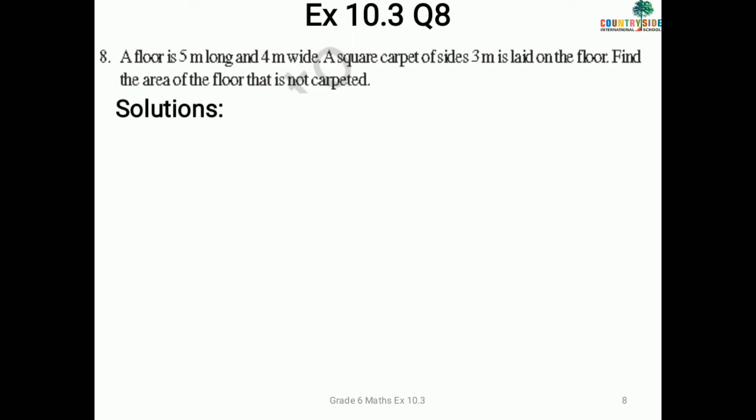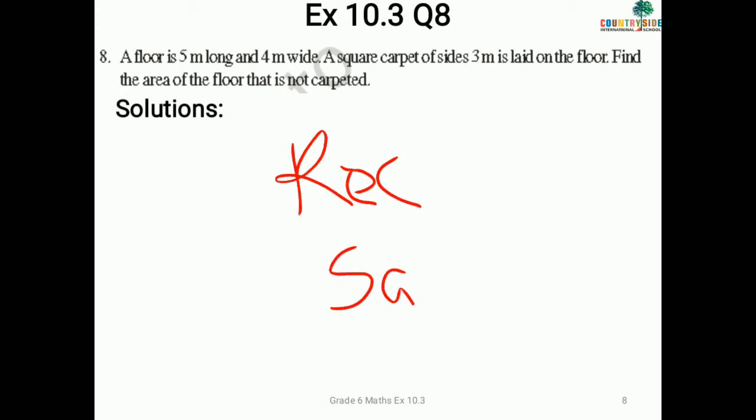Okay, so first of all, understand the question. A floor is given to you that is of rectangular shape. Now we have to put the carpet, and the carpet is of square shape. Okay, and read the last line. Find the area that is not carpeted. That means we have to remove the carpet area. So that is rectangle minus square, and you will get your answer.